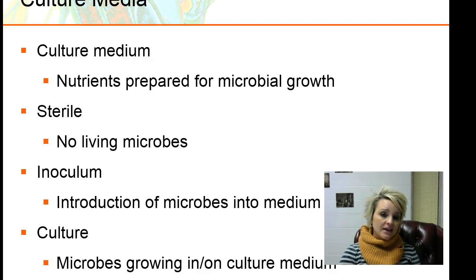If I say that I'm looking at a culture, what that means is I'm looking at a specific medium that has already grown microbes. Something that is sterile would have no living microbes on it. Now that doesn't mean that you can't see anything. It doesn't mean it's clear. Sterile a lot of times means that I've either maybe put it in the autoclave, or maybe I've boiled it to sterilize it. So the microbes were there. We've just killed them out.